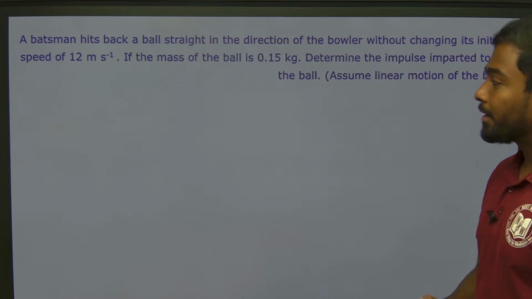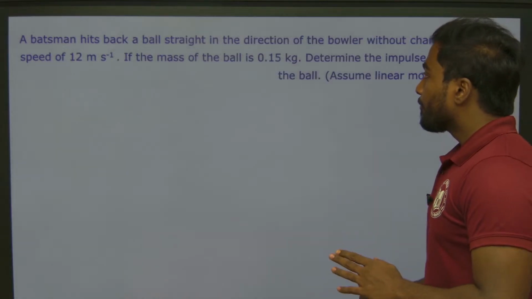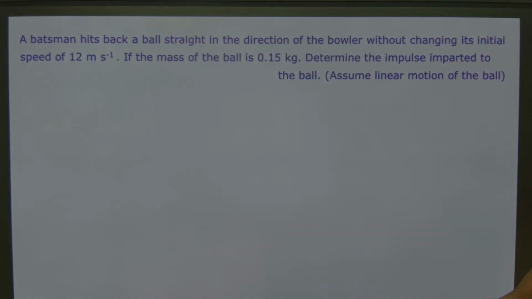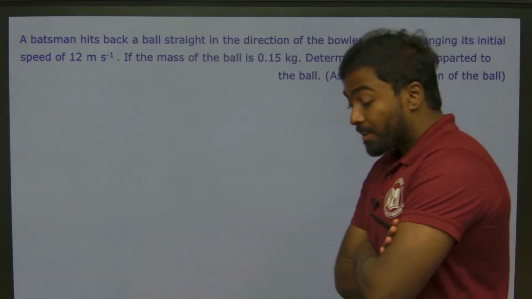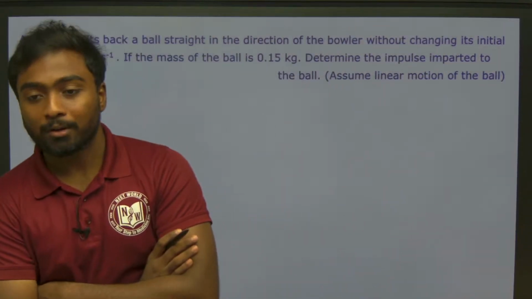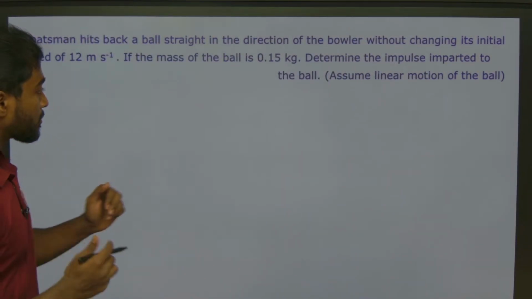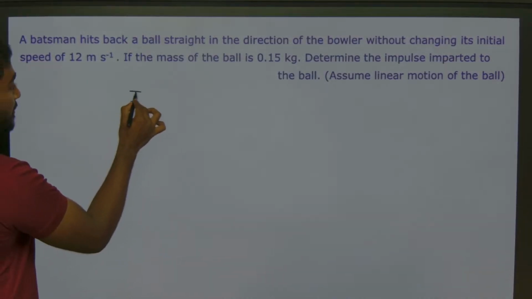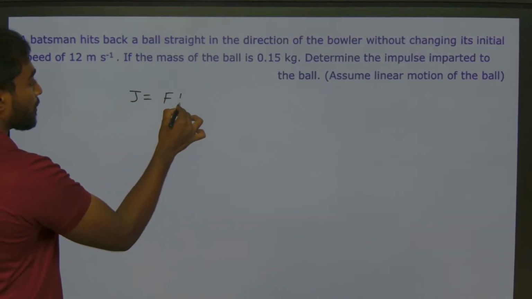of 12 meter per second. If the mass of the ball is 0.15 kg, determine the impulse imparted to the ball. So we know the formula for the impulse. What is the impulse formula? We know force into time, right? So J is equal to F into t, right?